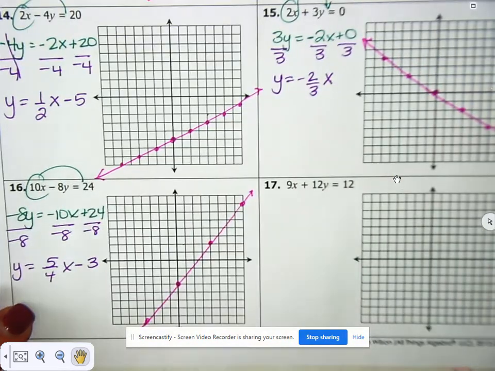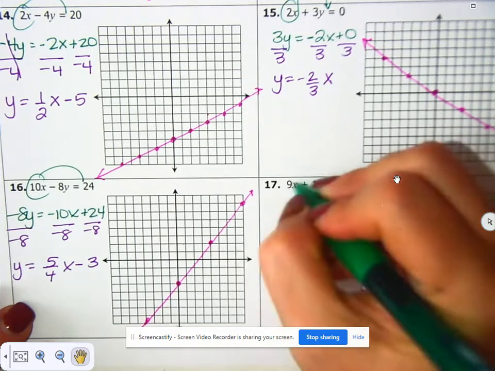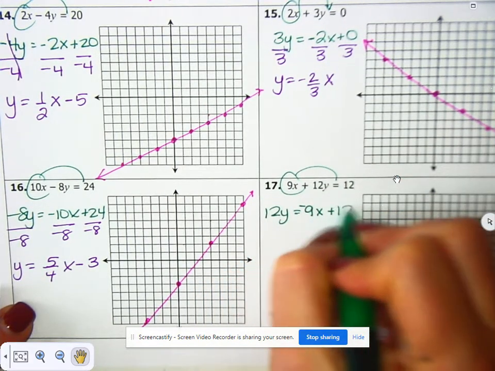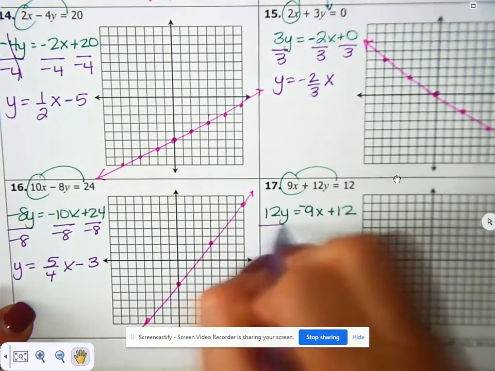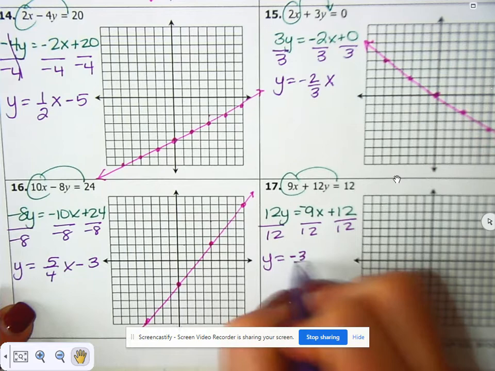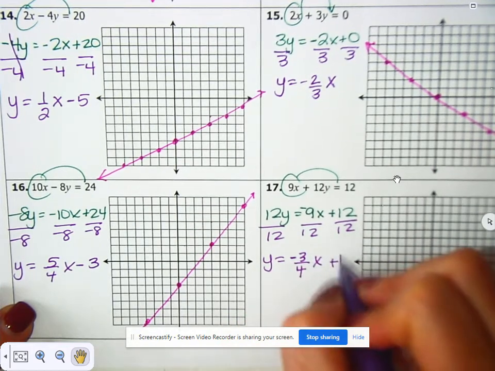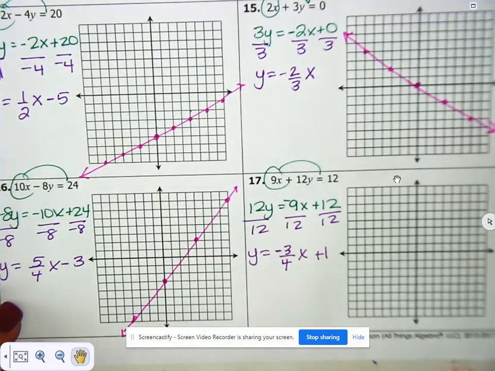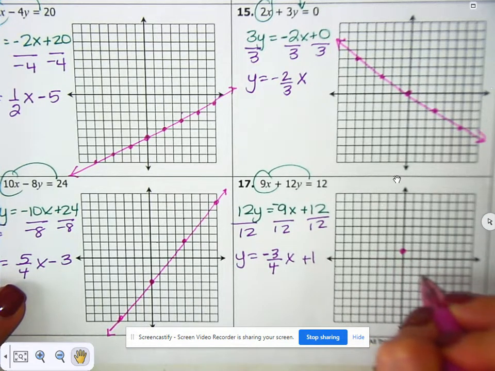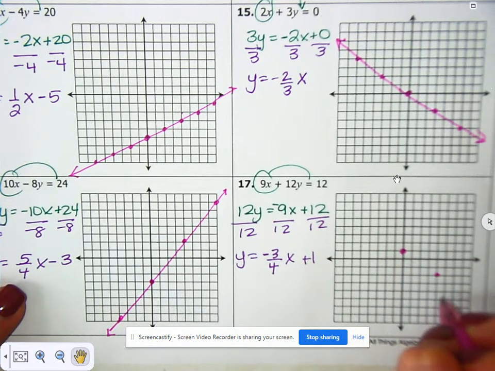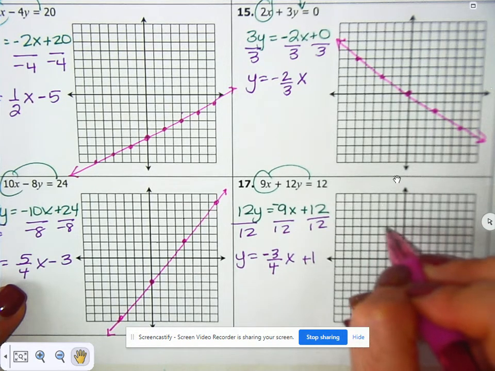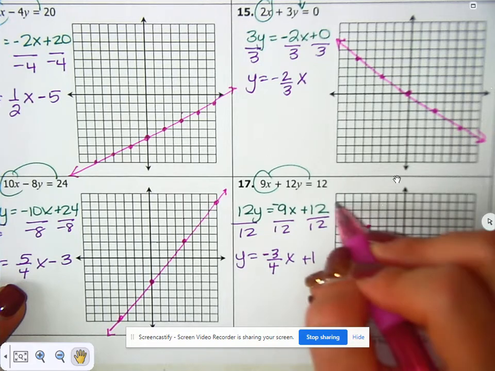Okay. And the last one. Move that x and make it negative. And then divide by your 12 and reduce. So y is going to equal -3 over 4x plus 1. So we will start at plus 1, down 3, and right 4. Or up 3 and left 4.